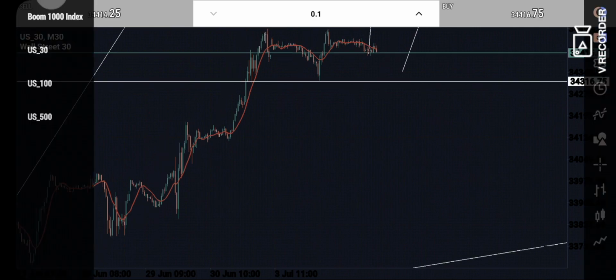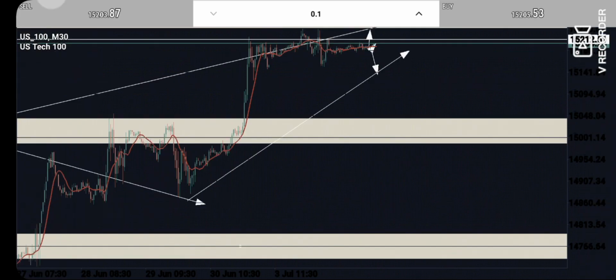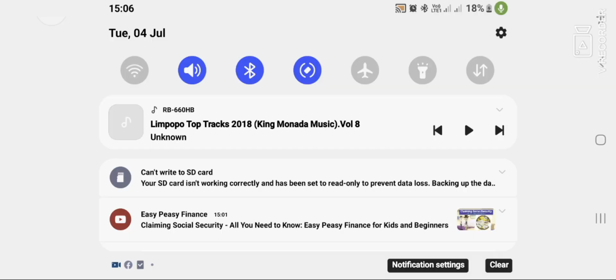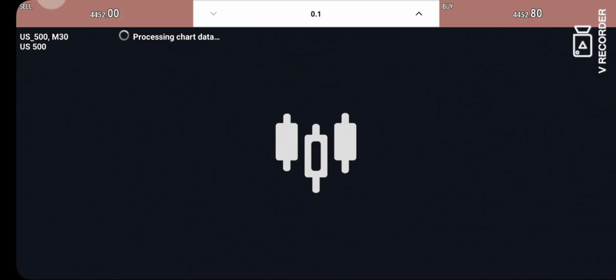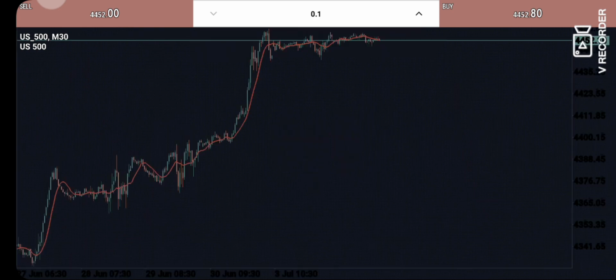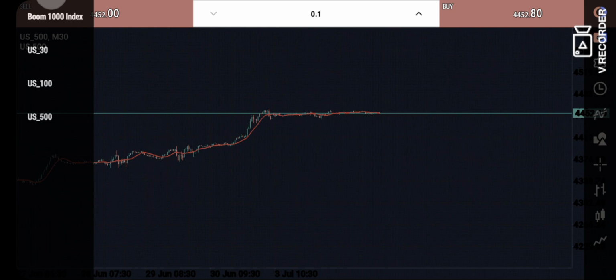You can change your pairs directly from here. Let's change from here to S&P 500, because now personally I'm trading indices. I trade S&P 500, I trade USDT, and I trade Nasdaq. So those are the ones that I trade mostly. So let's check on S&P 500. This one is S&P 500, guys. We're gonna check it together, and then we can look for a trade.